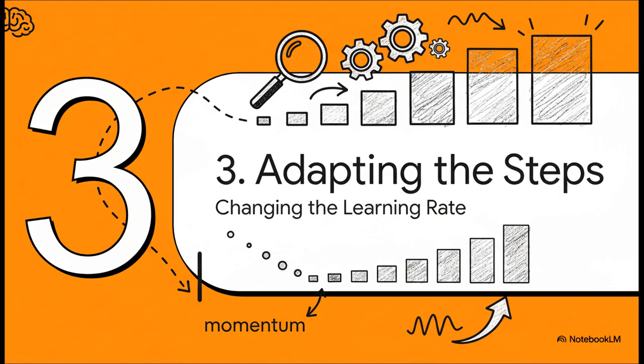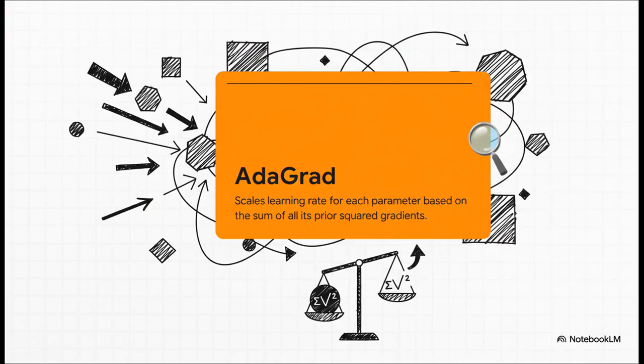Instead of giving our hikers some weight, what if we could dynamically change the size of their steps, the learning rate itself, as they make their way down the mountain? This brings us to ADAGRAD, which stands for Adaptive Gradient. And the core idea here is honestly brilliant. It gives every single parameter inside the model its own personal learning rate. So parameters that have already changed a lot in the past get smaller updates, while the parameters that have barely moved get bigger ones. The whole point is to encourage progress across the board, on all fronts.